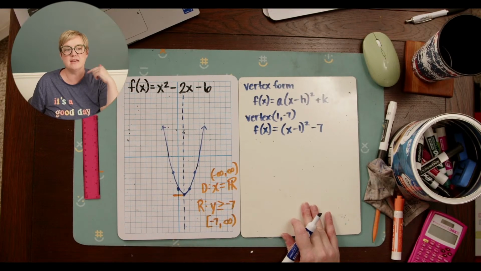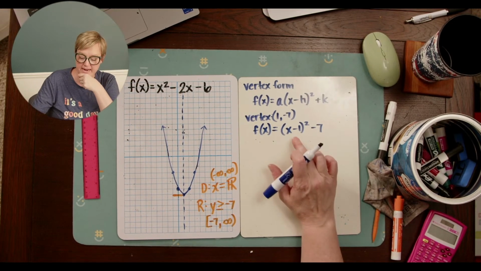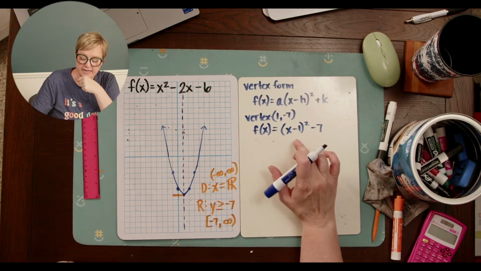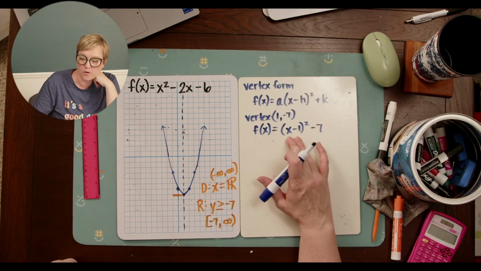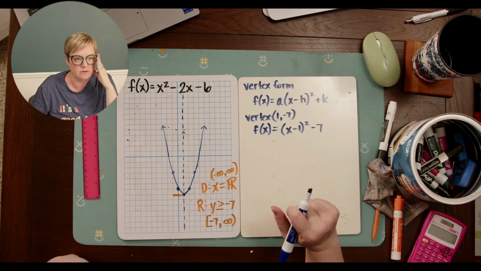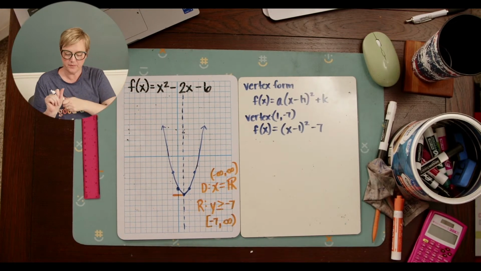And then if I needed to solve or if I needed to write this in standard form, I would FOIL this out, right? I would do x minus 1 times x minus 1 and then combine the like terms. Okay.